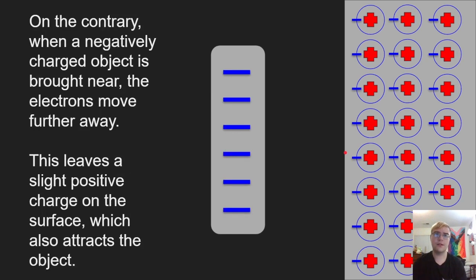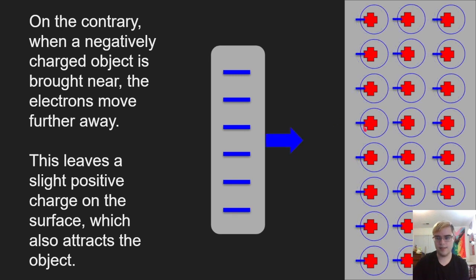Similar thing will happen when you bring a negatively charged object near. Now, the electron orbitals will be pushed away from the object because, again, similar charges are not attracted to each other, they repel each other. So what will happen is the electrons will be pushed slightly further away from the surface, which will create a positive charge on the surface, which will again attract the negatively charged object.